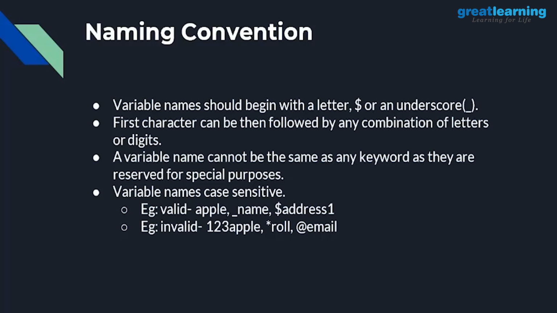For example, if you're doing sorting, write your variable name as sort. If you're trying to store some values on a temporary basis, you can write your variable name as temp, right? If you're counting anything, you can write it count. So this is the best practice.